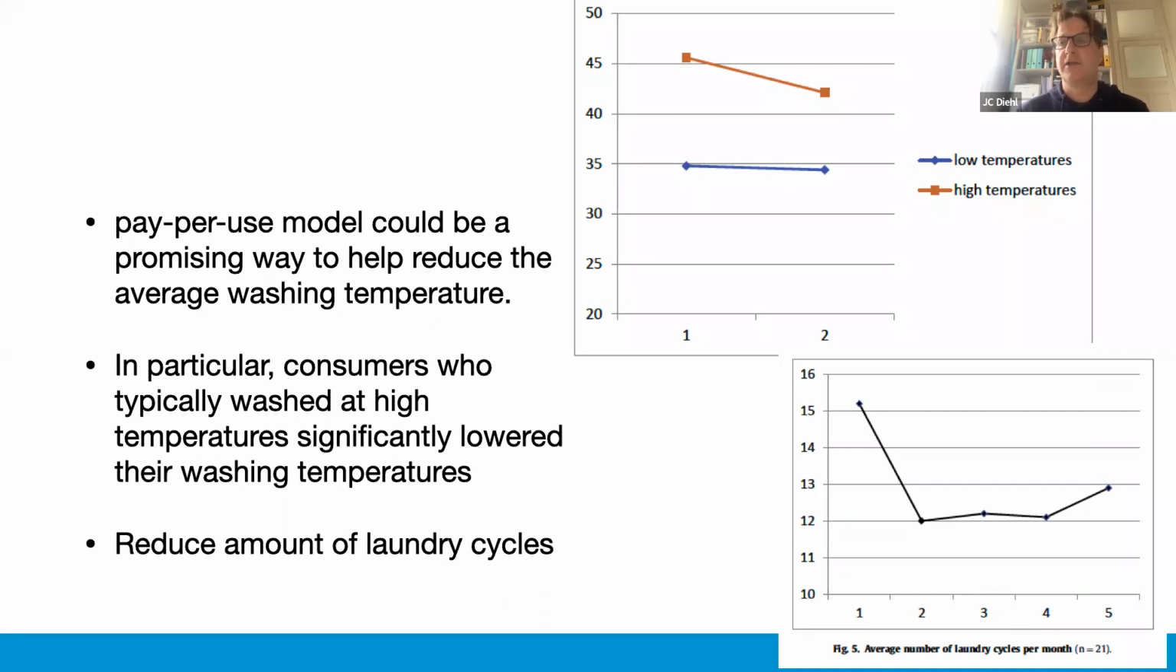On the bottom right, you see another graph with the average number of wash cycles per month in such a household. Also, the number of wash cycles was reduced. On one hand, probably because people were putting more wash in one load, but also maybe people were rethinking, why am I doing my washing? And of course, the incentive is there financially. Less wash cycles, less cost.